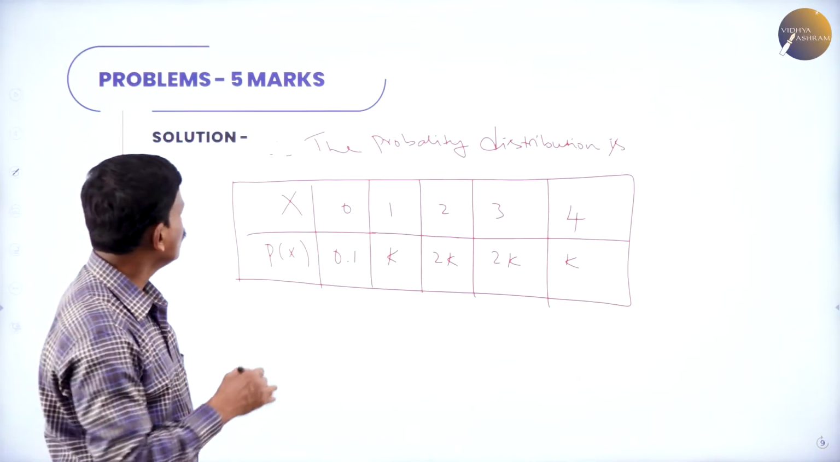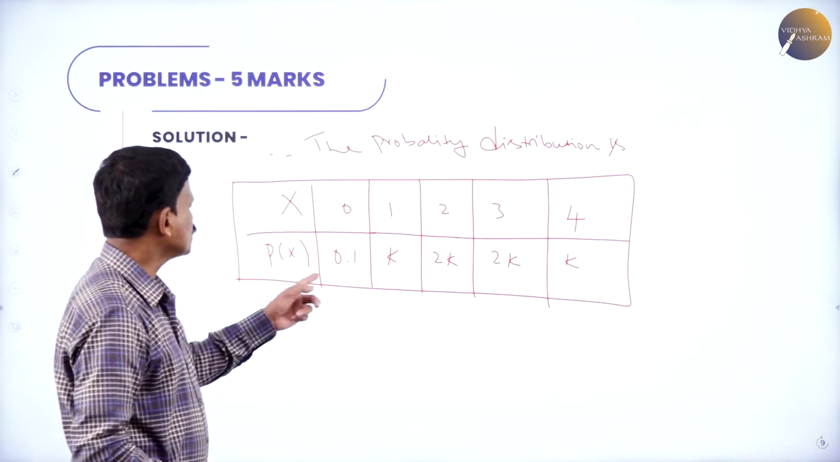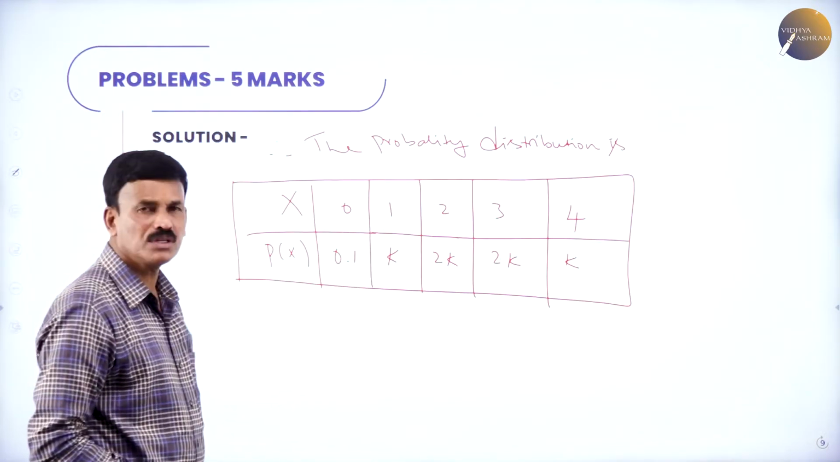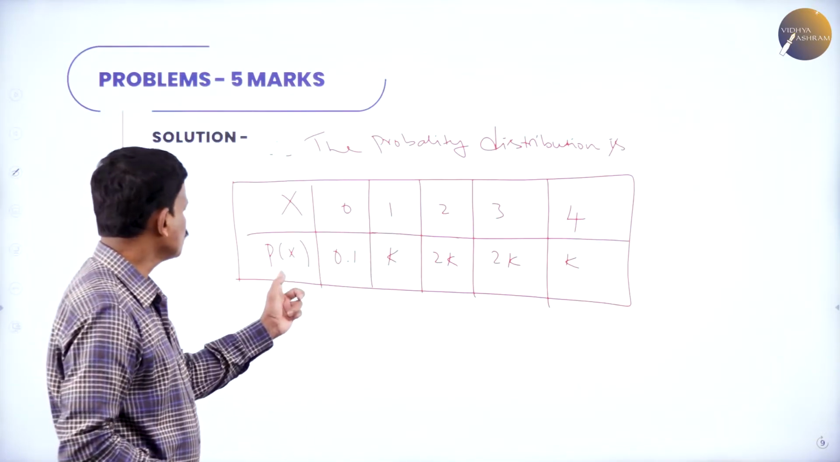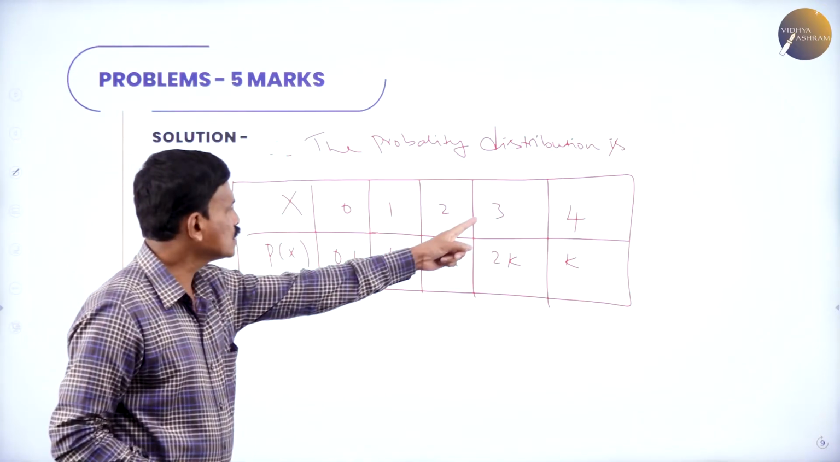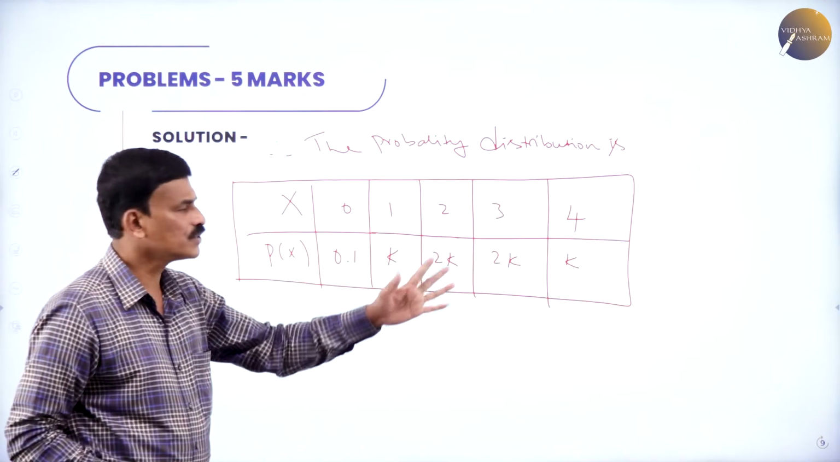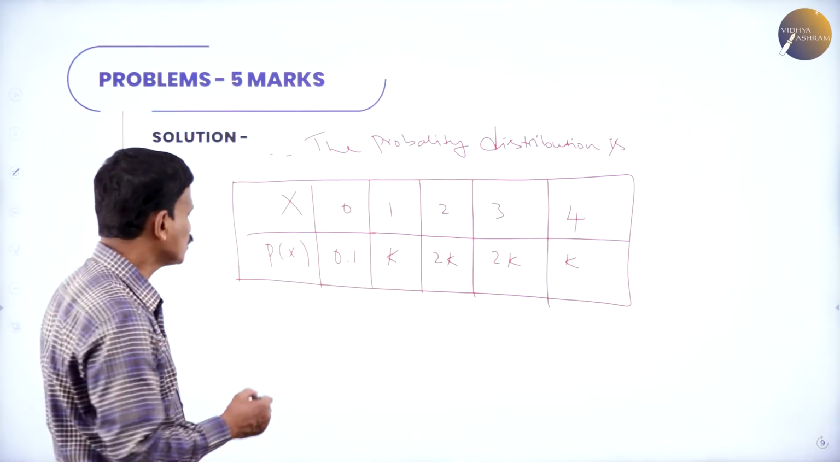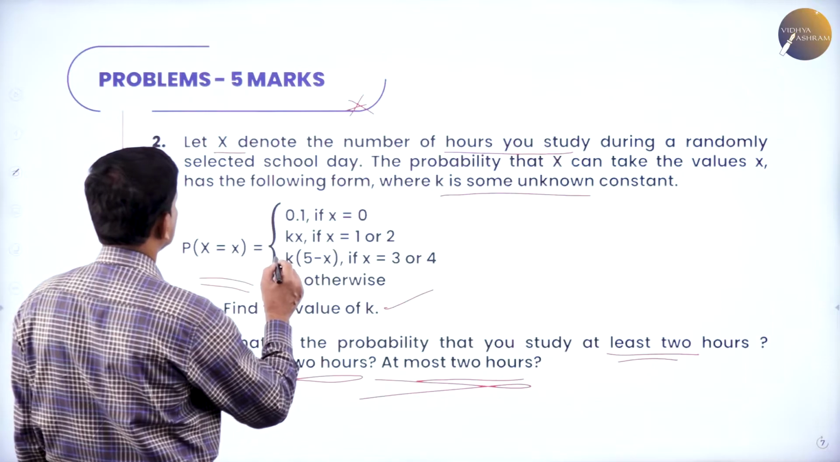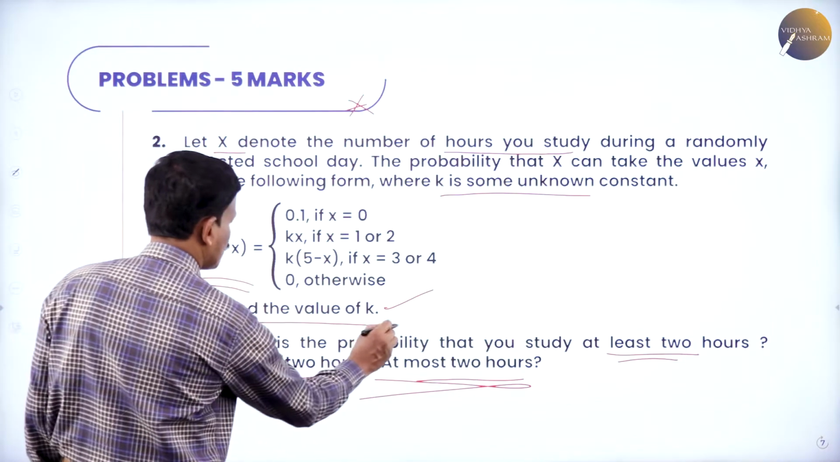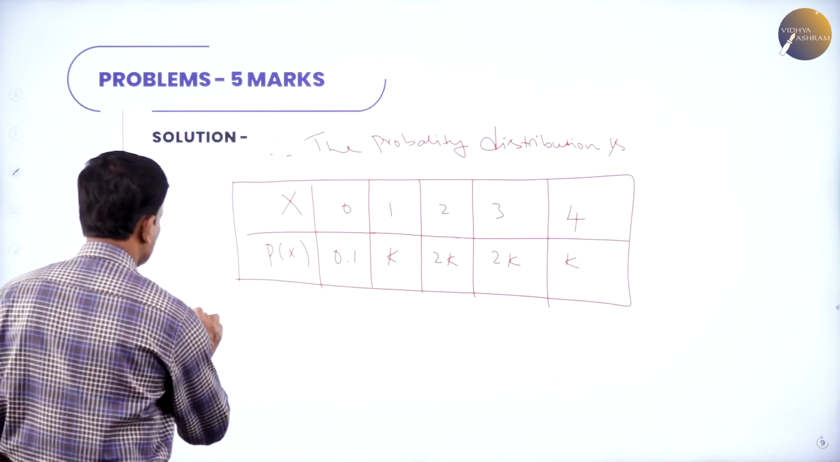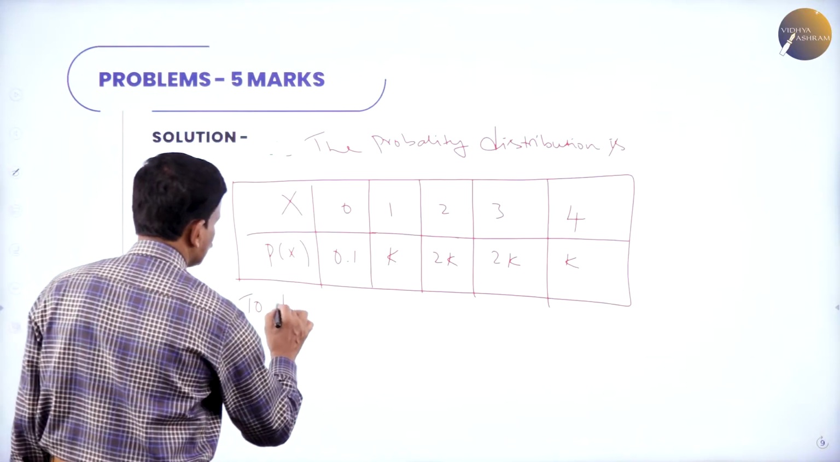Now, when x is equal to 0, P(x) is 0.1. When x is equal to 1, P(1) is k. When x is equal to 2, P(2) is 2k. When x is equal to 3, P(3) is 2k. When x is equal to 4, P(4) is equal to k. Now, first find out the first condition. What is the first condition? Find the value of k. Part A: to find k.